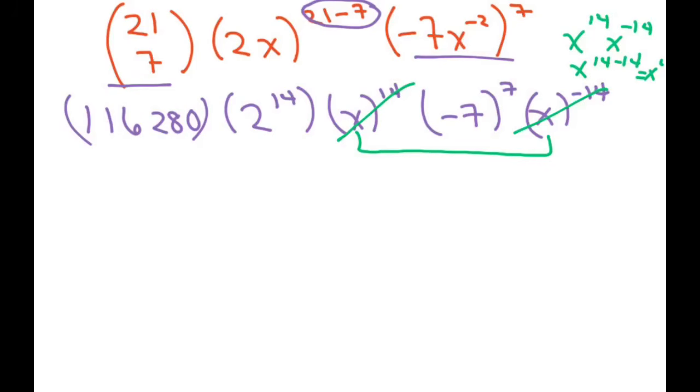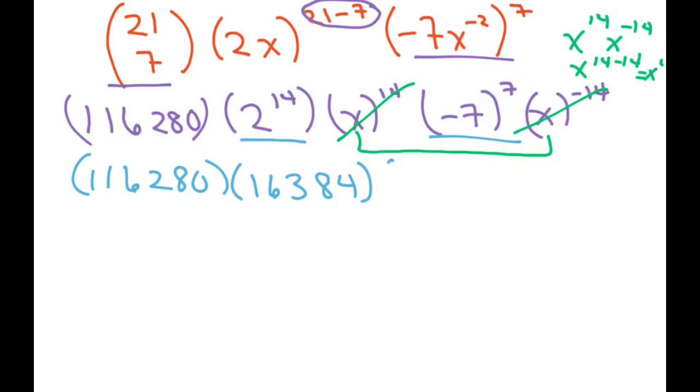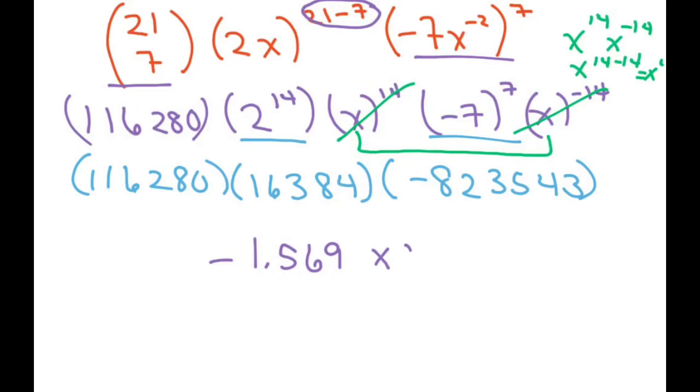And now you just have to do these big numbers. So this one right here was 16,384. And we still have this one, 116,280. And this one right here is going to be negative 823,543. I put this all in the calculator, and you're going to get a negative 1.569 times 10 to the 15th power. Or you could say negative 1.57 if you want to reduce it even further.